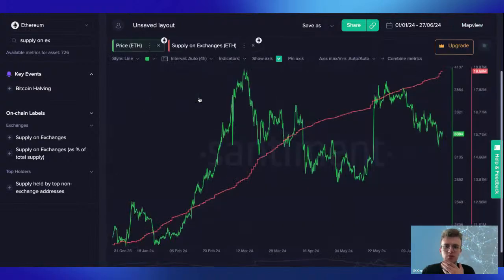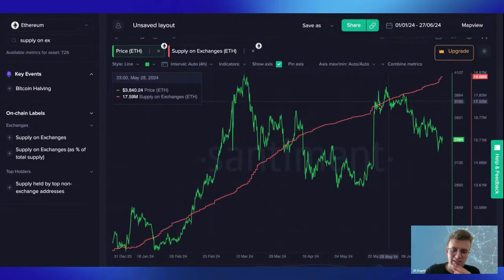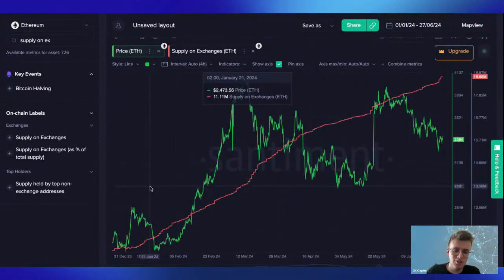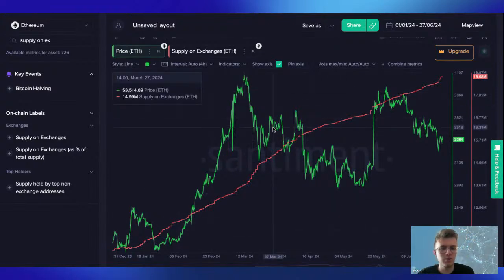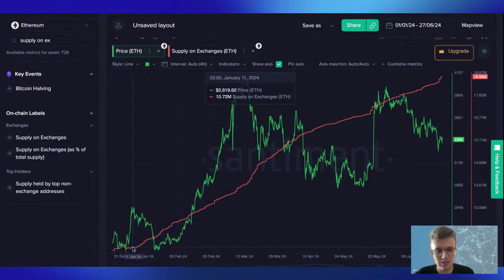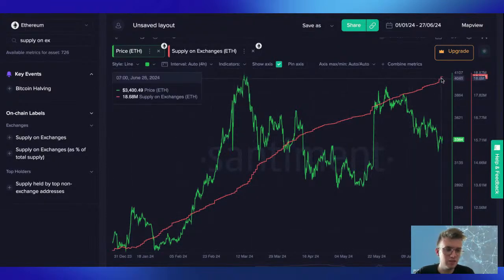With Ethereum, as you can see, supply on exchanges is just steadily growing through the year. And if you take a look, since the beginning of this year, it grew almost twice compared to Bitcoin. So in the beginning of this year, it was around 10 million Ethereum stored on exchanges. Right now, it's almost 19 million Ethereum stored on exchanges.